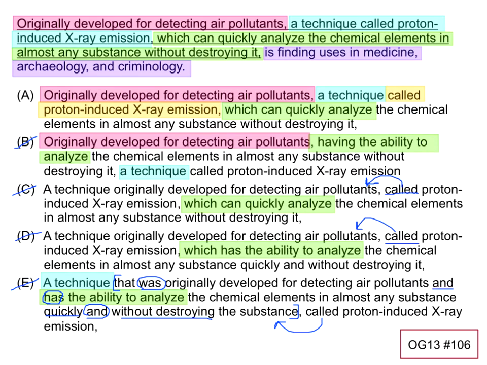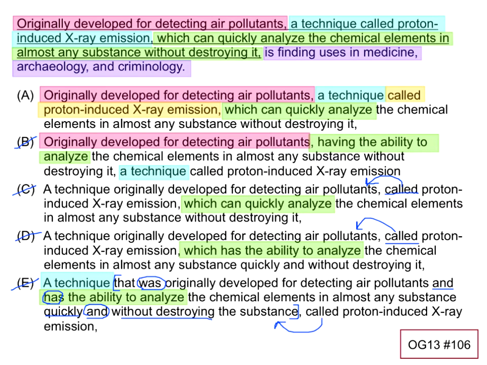"Originally developed" refers to technique. "Called proton-induced" refers to technique. "Which can quickly analyze" refers to technique. 3 different modifiers. So how in the world can you place all 3 modifiers right next to the noun? You can't, right? The noun only has 2 sides. You can put it before, you can put it after, that's it. So there are only 2 places to put modifiers right next to the noun.